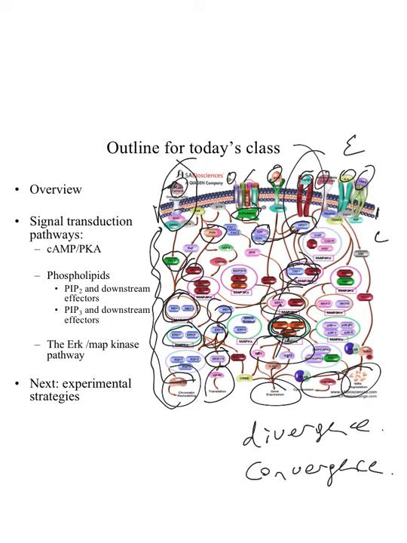Okay, so that's a little bit of an introduction and tease. Now let's look at the outline for the class today. We're going to cover basically 4 major signaling pathways. First, I'm going to give you a little more overview, a simplified version of what I just told you, but let's do it one more time just for kicks. Then we'll go into the 4 pathways. First, the cyclic AMP protein kinase A pathway. Second, what we call the PIP2 pathway. Third, what we call the PIP3 pathway. And then fourth, what's known as the ERK-MAP kinase pathway.